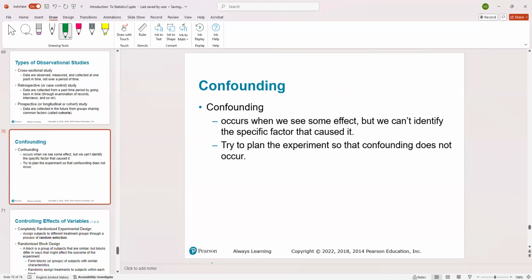To produce meaningful, unbiased results, experiments should be carefully designed and executed. Okay. Because experimental results can be influenced by a variety of factors, being able to control these factors is important. One such factor is confounding variables. Confounding occurs when we see some effect, but we can't identify the specific factor that caused it, right? We have so many examples like this that we can use.